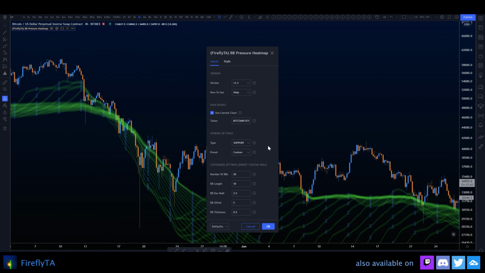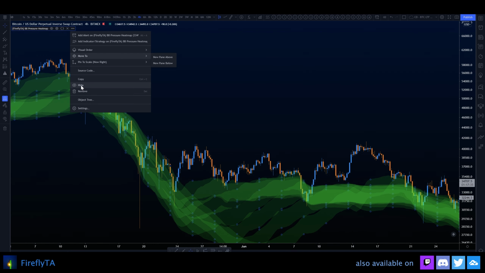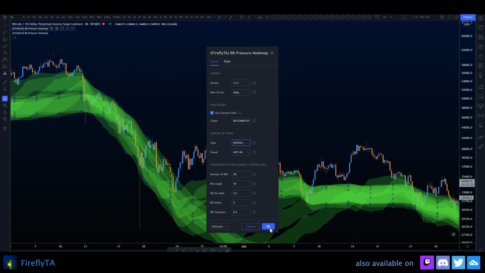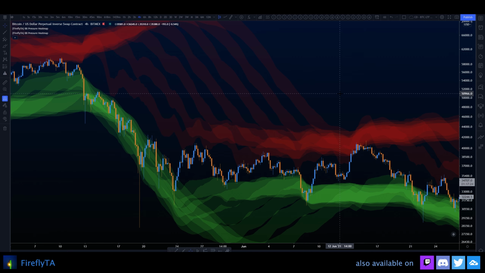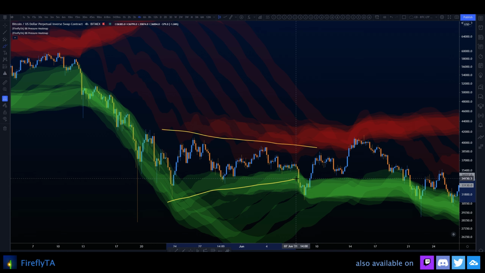I'm going to switch, because I'm on a 4-hour chart. Let me choose the MTF 4-hour support, and then I'm going to add a resistance one. Here you can see the pattern without trend lines and levels. You can see the pattern. Why? Because the resistance is coming down here and the support is coming up here. And there you have your symmetrical triangle without any rules.